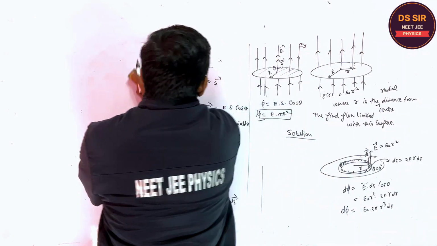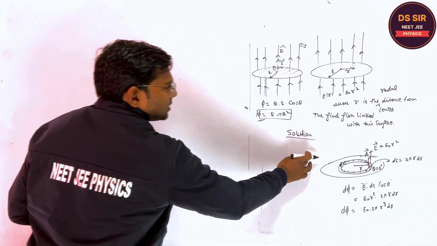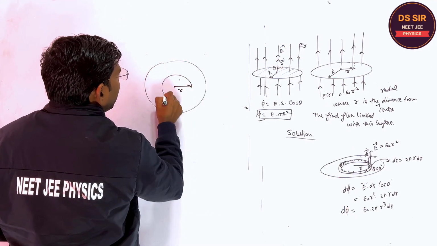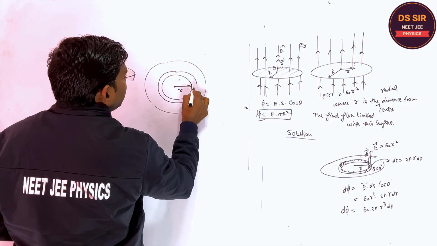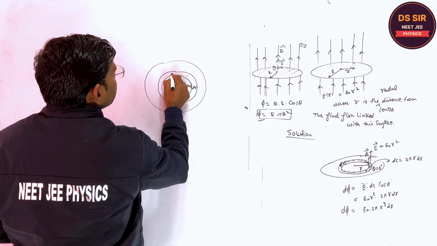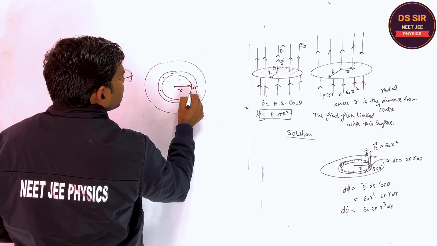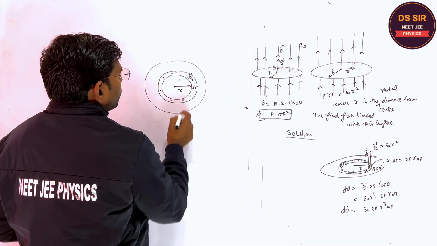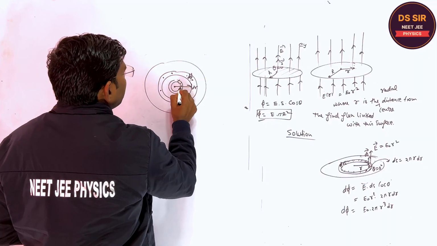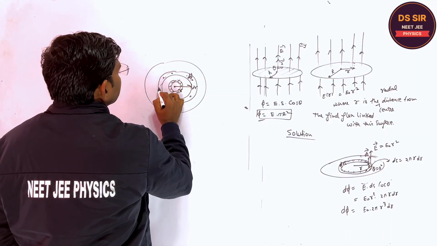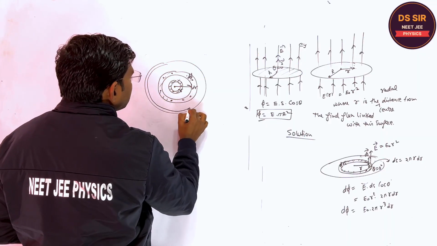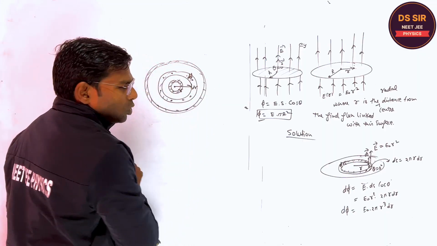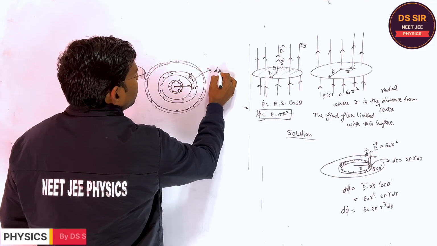Listen, one thing. I am making the cross. This is the side view. From the top view, at distance r, I choose this elemental ring, and because of this elemental ring we know the elemental flux. Now there will be so many elemental rings. This is the elemental ring, this is the elemental ring, and this is the elemental ring. So this is the flux d phi linked with this.